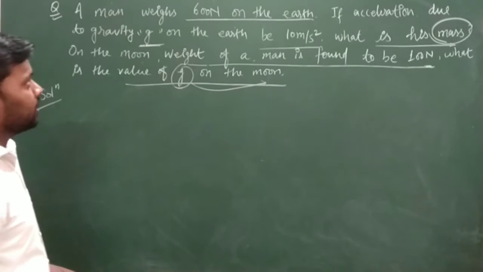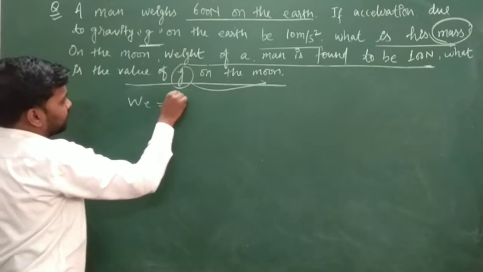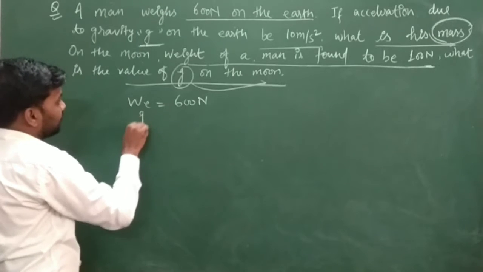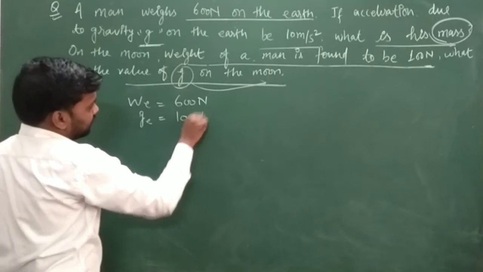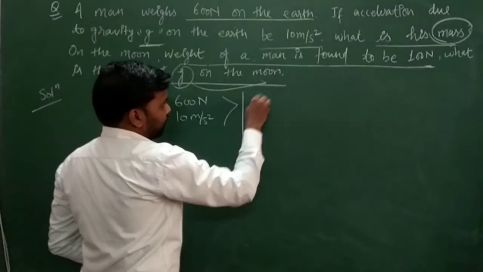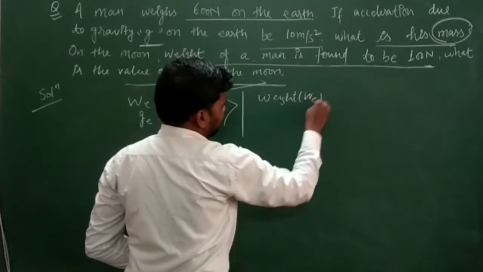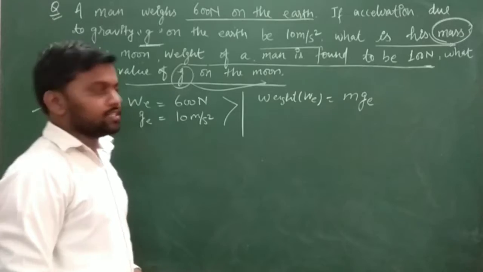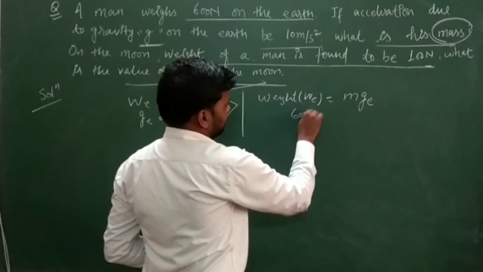First of all, we will note down the given values. That is weight of the person on the earth, weight on earth is equal to 600 Newton. And already given here that value of g on the earth, that is ge, is 10 meter per second square. And we know that the weight W on earth will be equal to mg. We are writing here e in suffix for the earth. So weight on the earth is 600 Newton.